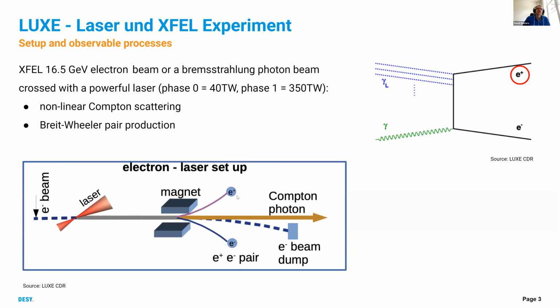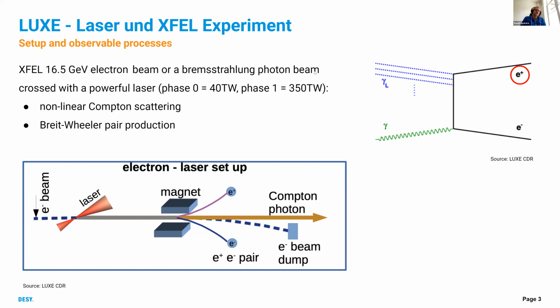First, I would like to provide a small overview of the setup and to talk about what we want to observe at LUXE. So the 16.5 GeV electron beam from the XFEL, or a Bremsstrahlung photon beam in a possible additional setup, is crossed with a powerful laser. LUXE consists of basically two phases. In the second phase, the laser is planned to be upgraded to 350 terawatt.